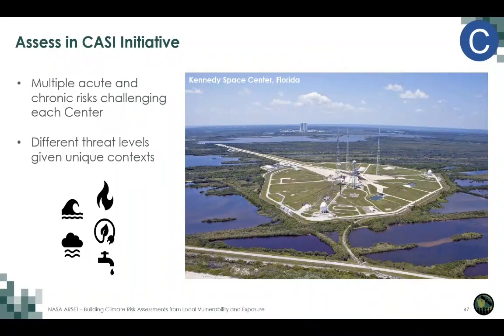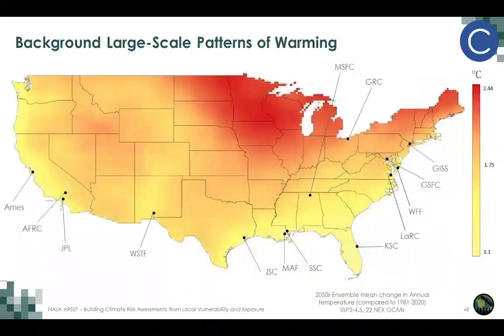Once again, it's worth reminding that these NASA centers are very complex areas in very complex terrain. There's usually multiple acute and chronic risks challenging each center. And there are different threat levels given the different unique contexts from place to place, and even within centers, you can have very unique contexts. So this is why we need each of the CASI work groups, and we need to track the information as it relates to each center.